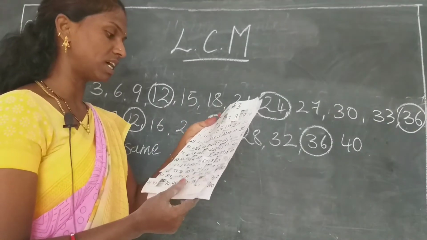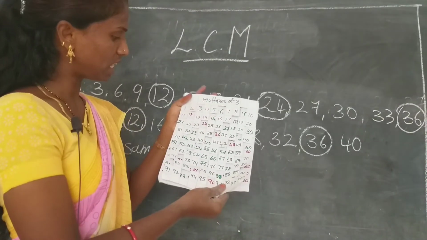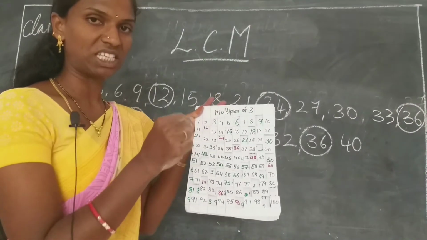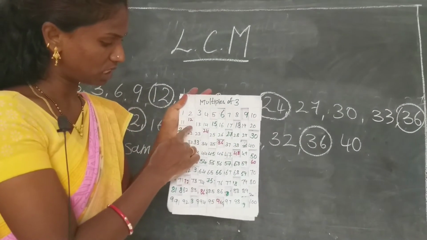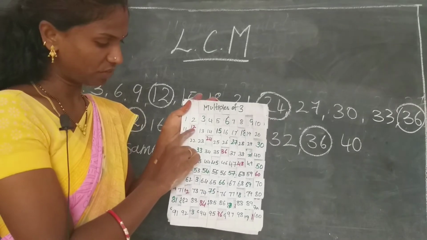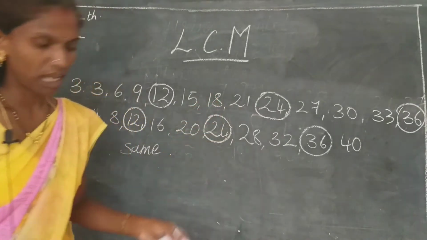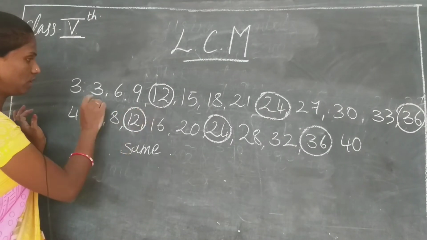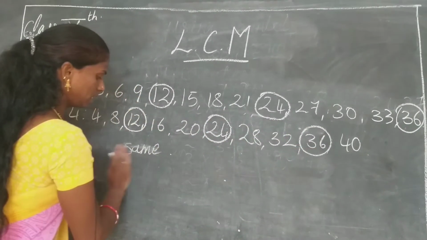Now see here, which is the least? Just now we discussed, least means what? Smallest. So can you see which is the least in this number chart? The number which comes first is the least. In this brown color, which number can you see? You can see 12. 12 is the first number, so 12 is the least number. Here 12, 24, 36. These are the common numbers.